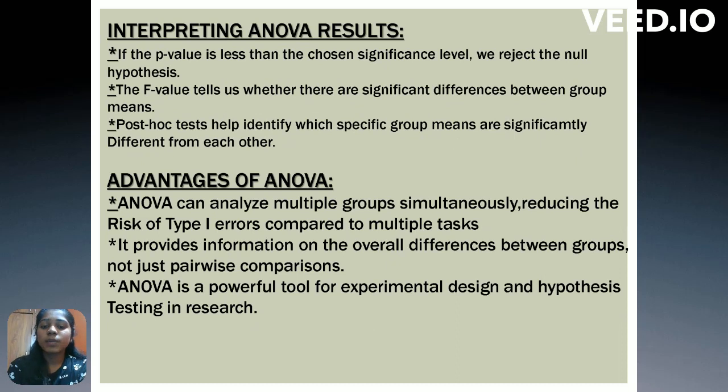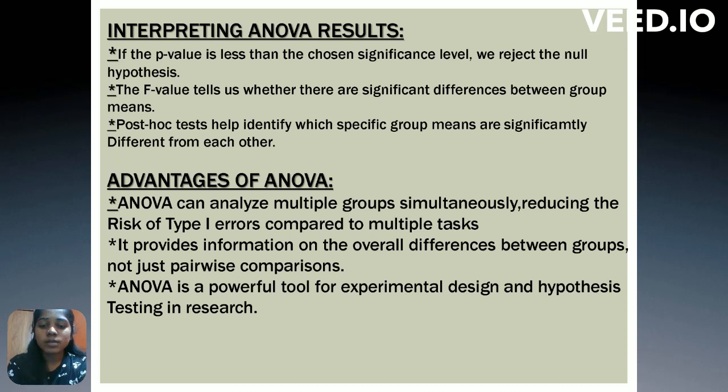The next is interpreting ANOVA results. That is, if the p-value is less than the chosen significance level, we reject the null hypothesis. If the F value tells us there is a significant difference between group means, then the post hoc test helps identify which specific group means are significantly different from each other.